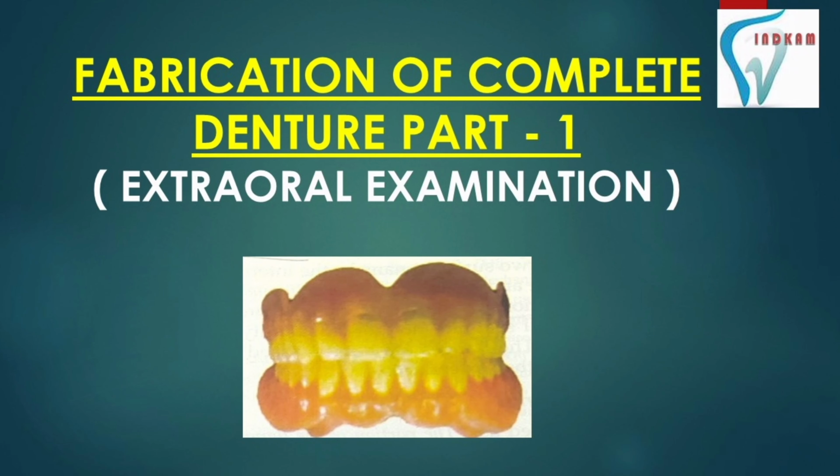Friends, today we are going to learn about extraoral examination in fabrication of complete denture. During fabrication of a complete denture, the patient's head and neck region should be examined for any pathological condition. Facial color, tone, hair color and texture, symmetry and neuromuscular activity are also noted. It will include examination of face, muscle tone, lip and temporomandibular joint.